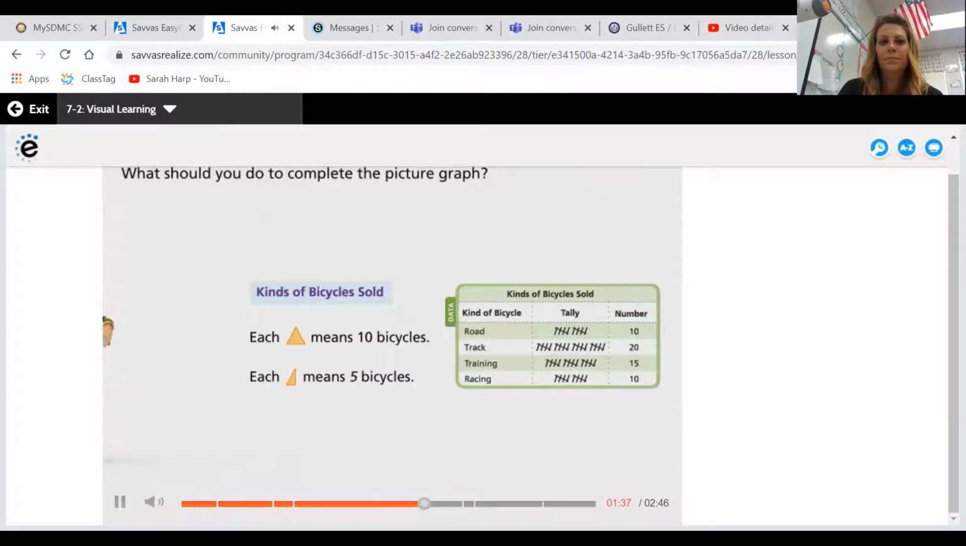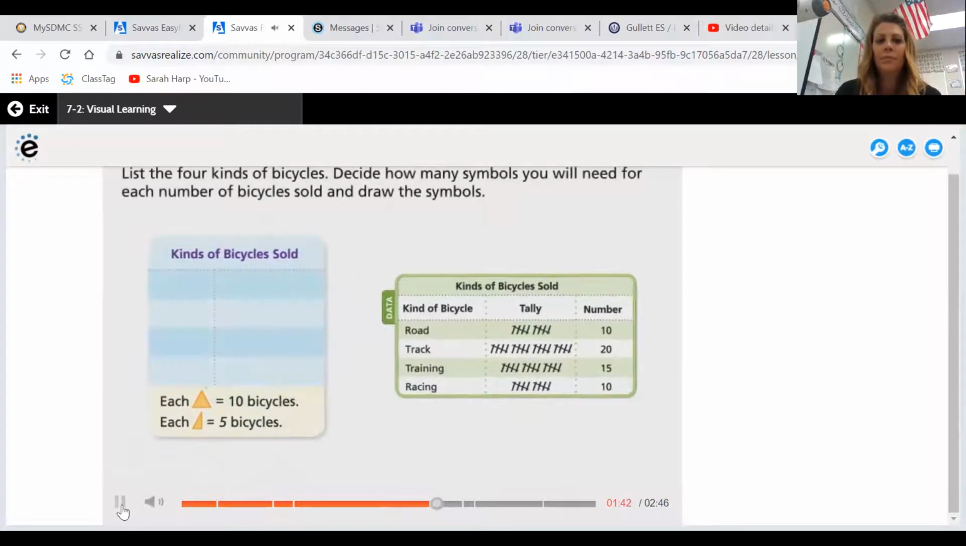What should you do to complete the picture graph? Well, what do you think? We've come up with our title. We've come up with our symbols for our key. What do you think the next step is? Let's check. List the 4 kinds of bicycles. Decide how many symbols you will need for each number of bicycles sold and draw the symbols.